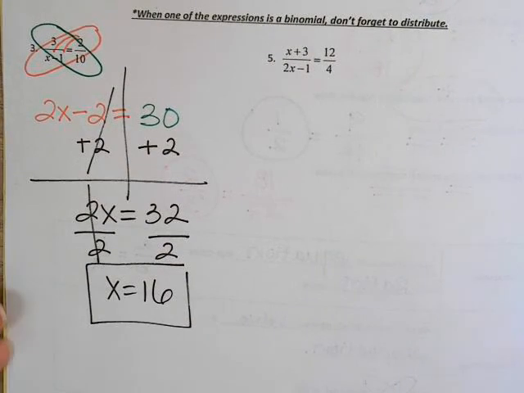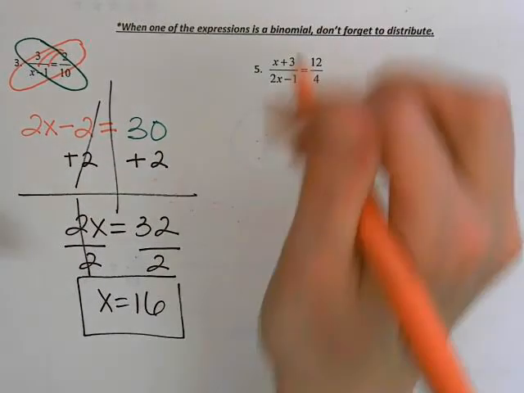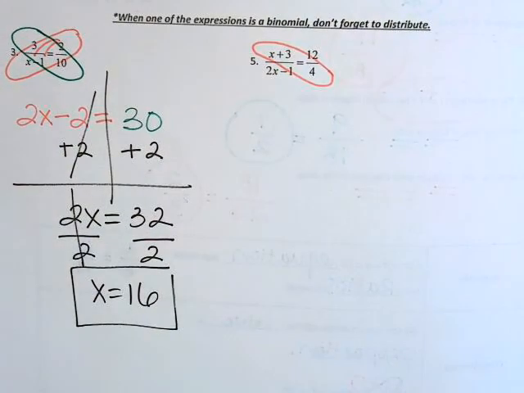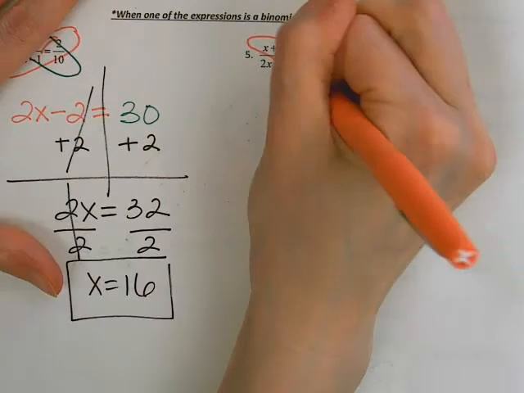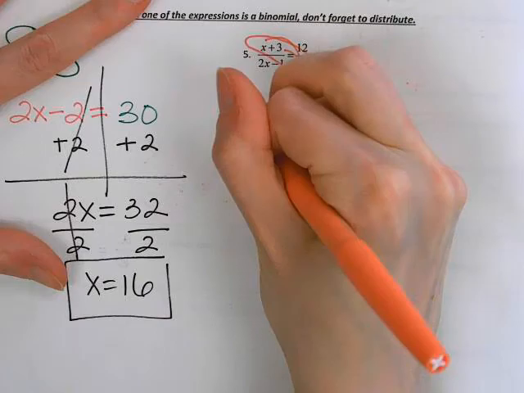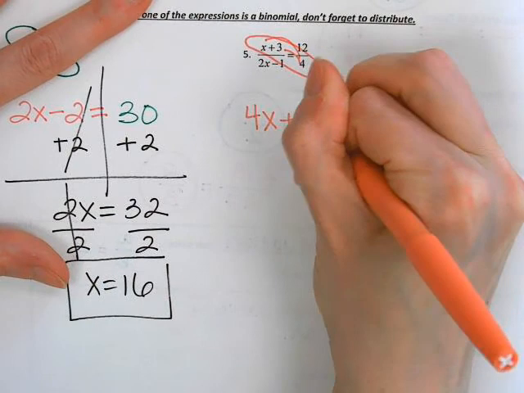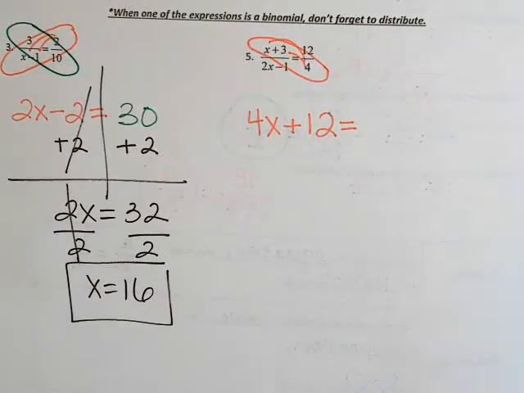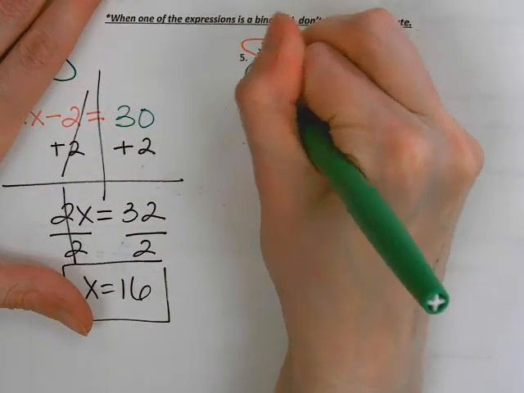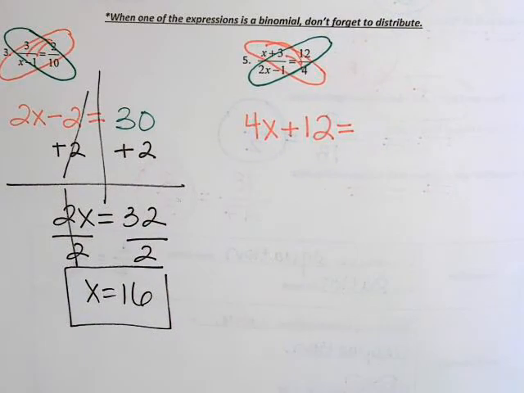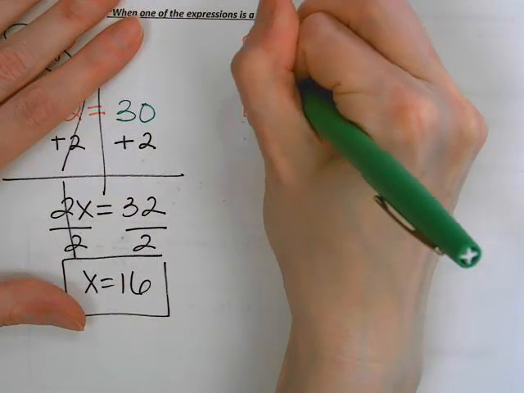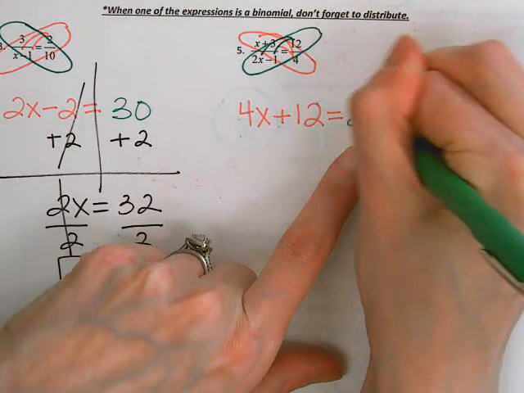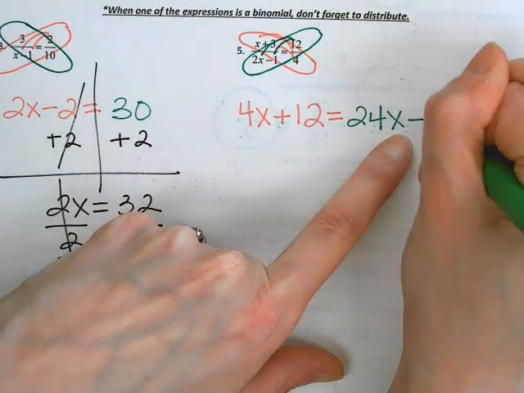Okay, guys, last one. So cross multiply. 4 times x plus 3. Don't forget to distribute. It's 4x plus 12 equals. Okay, be really careful. Now this one, 12 times 2x minus 1, you also have to distribute the 12. So when you multiply, it's 24x minus 12.